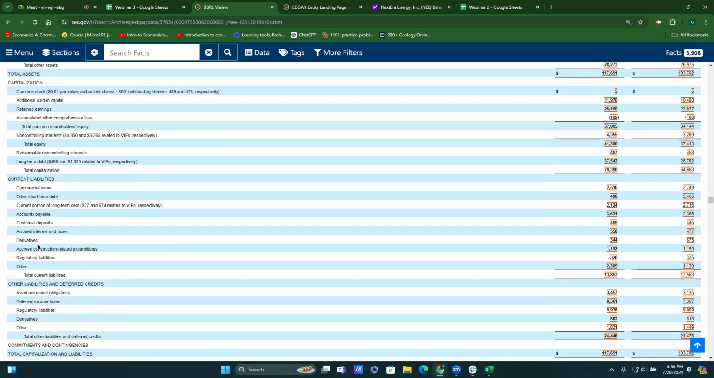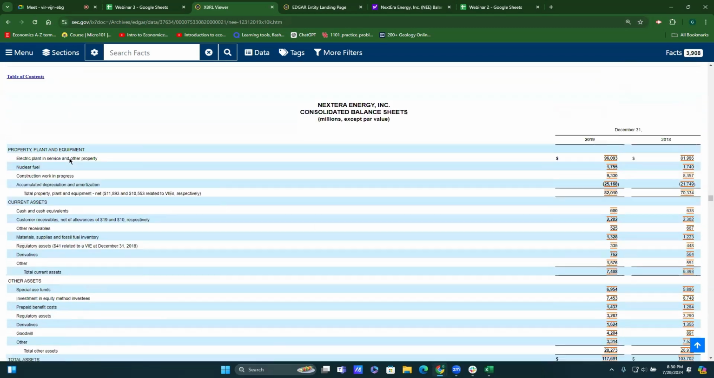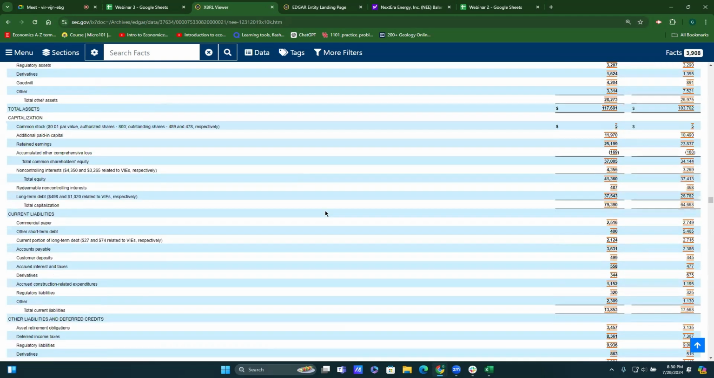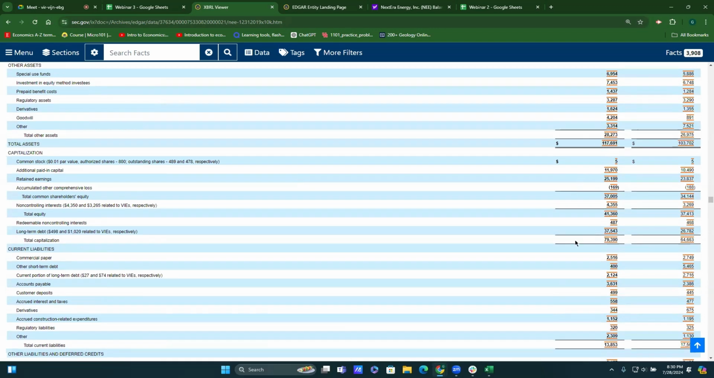So accrued construction related expenditures is most likely not going to pop up on Apple's consolidated statements of income. Apple's are actually really, really simple. But that just shows how complex these SEC statements are. But they have to make them complex, and that's why the SEC is probably the best place to get your financial statements.